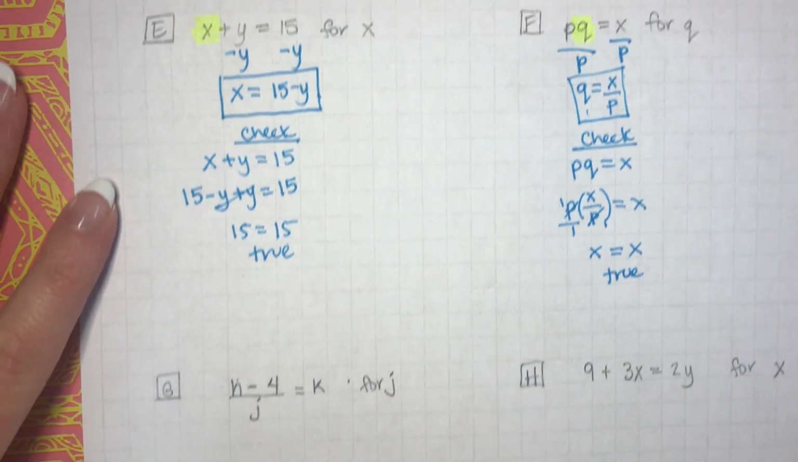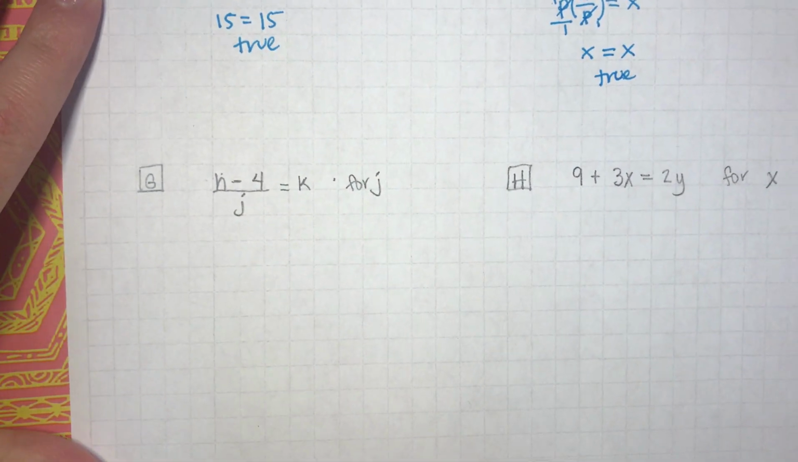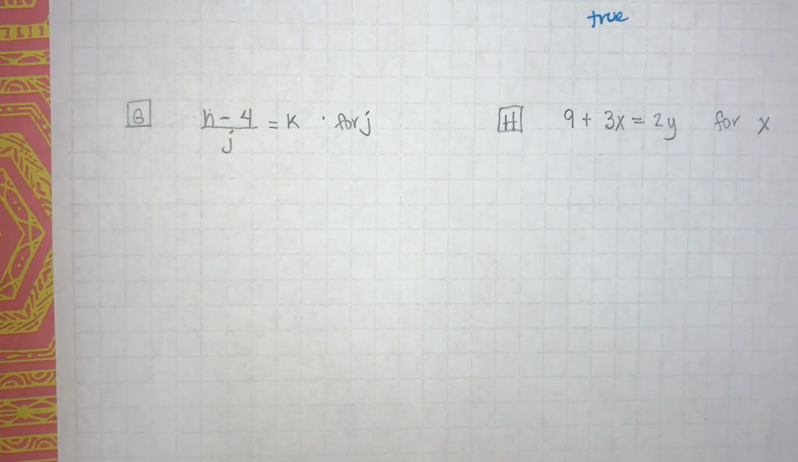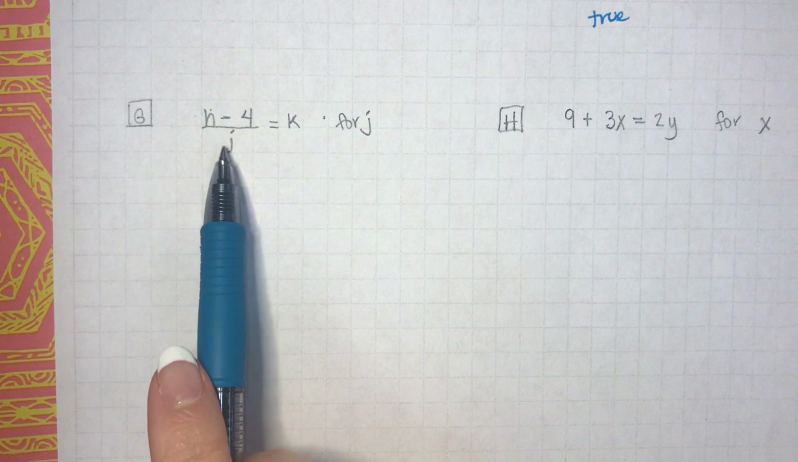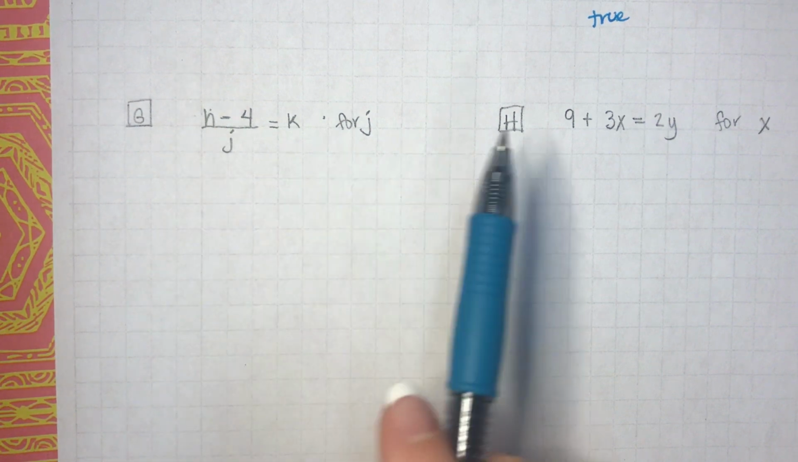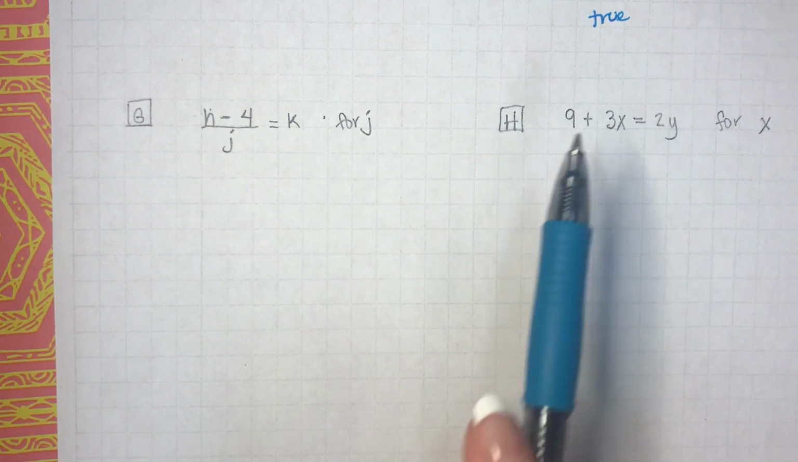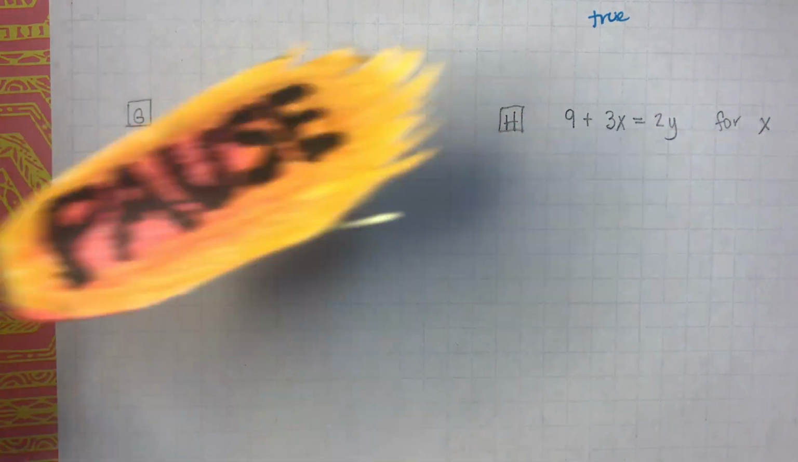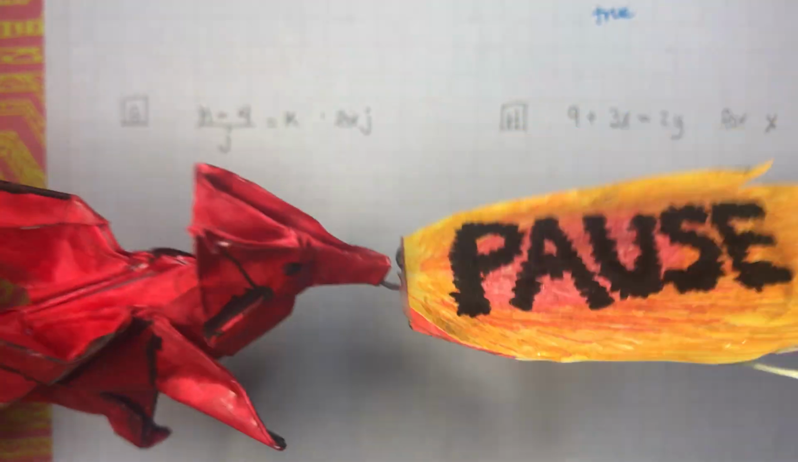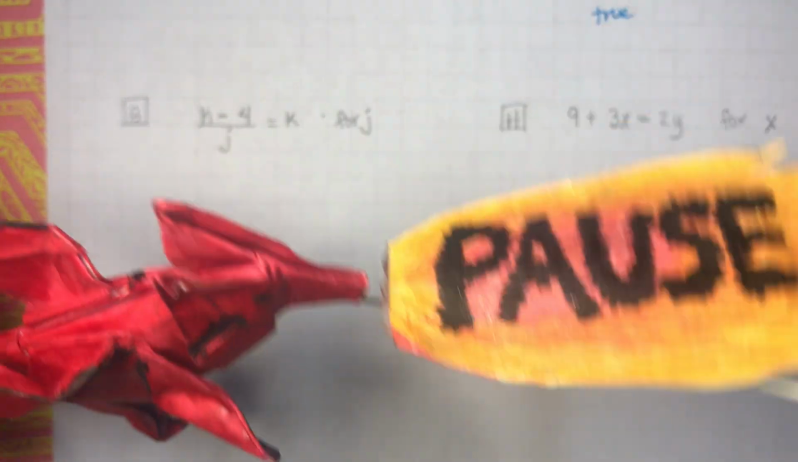All right, let's go ahead and try G and H. Okay, so for G, you're solving for J, and you're going to have to remember something with this one, and then for H, you're going to solve for X. So it is time. Please pause your device. Pause, pause, pause, and then work it out and make sure you check your answers, and then when you get done, press play, and we'll go over it. All right, see you in a bit.